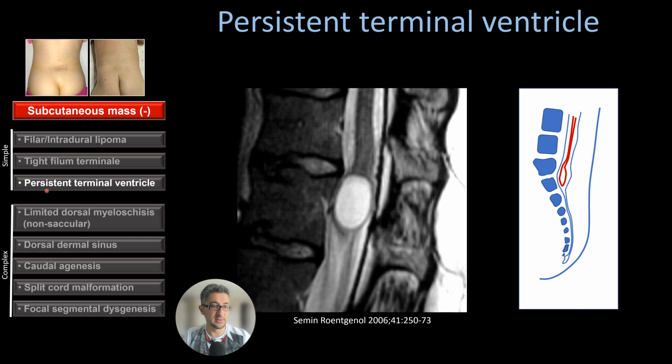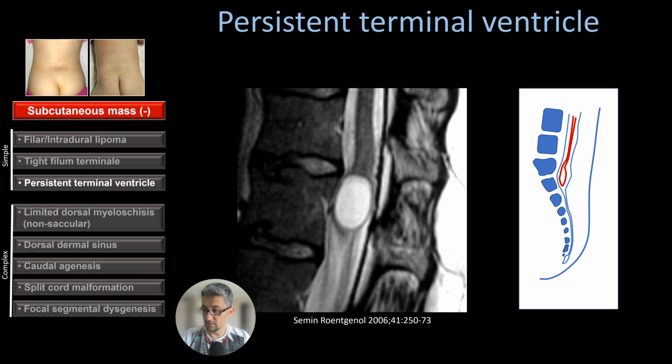Next one in the list is persistent terminal ventricle. It's a very benign anomaly, also called the fifth ventricle. It is basically a cystic dilatation in the medullary conus, and the treatment is controversial. If there are no symptoms, the treatment is usually observation. If there are symptoms, the filum can be cut, and this is very benign.